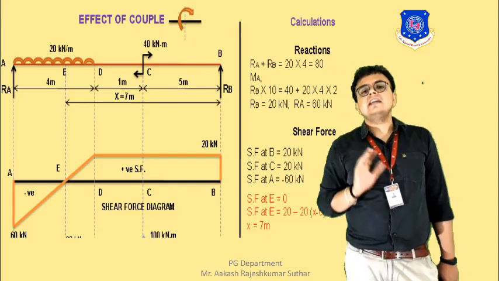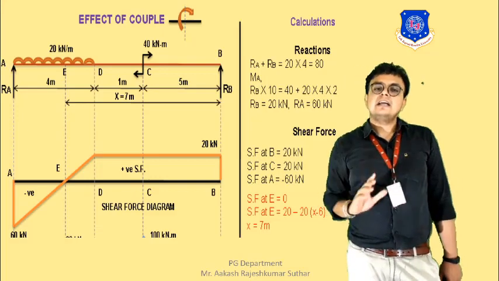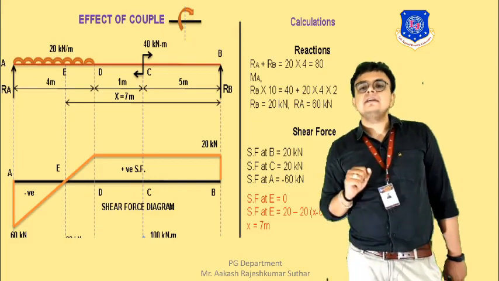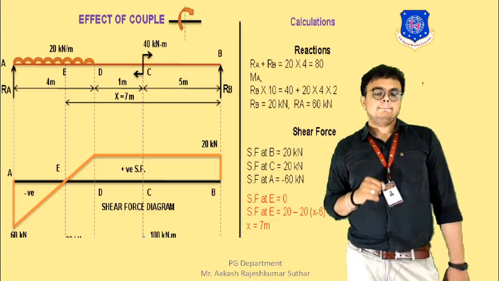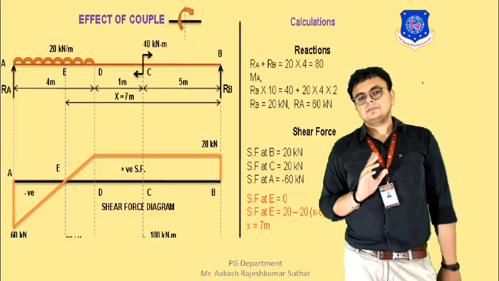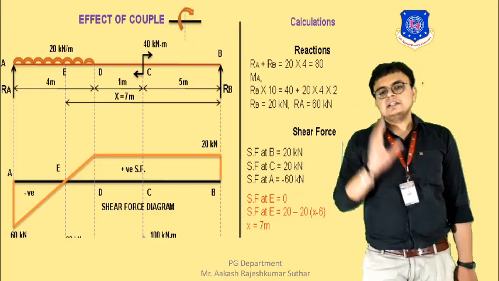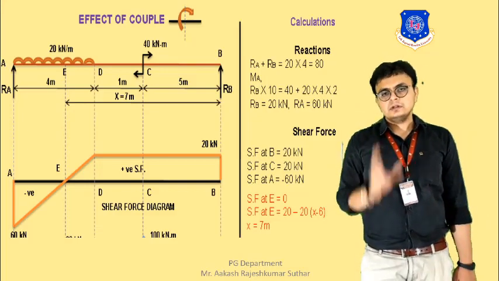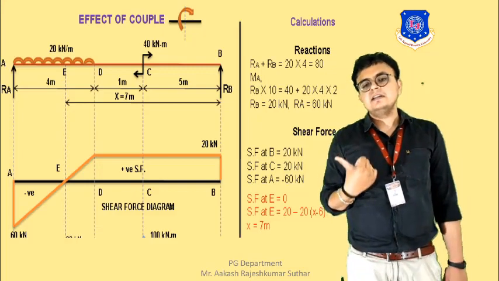So finally we are getting the reaction at B equal to 20 kilonewton, and after subtracting it from the 80, we are getting the reaction of 60 kilonewton at A. So we have found the reactions. Now the next thing required is the shear force. So ultimately let's start with the right hand side, that is B.